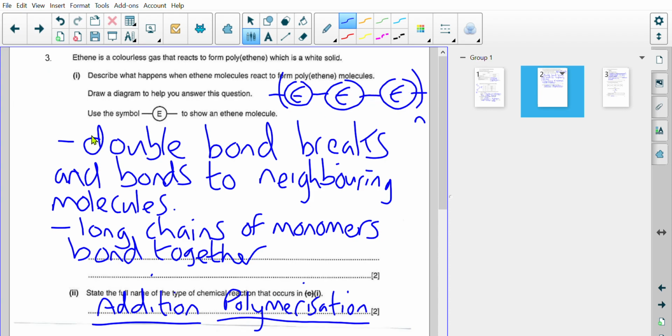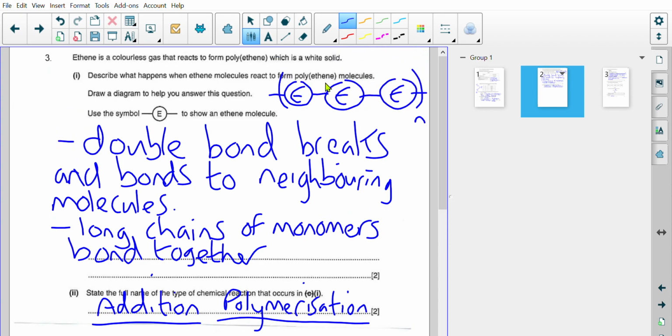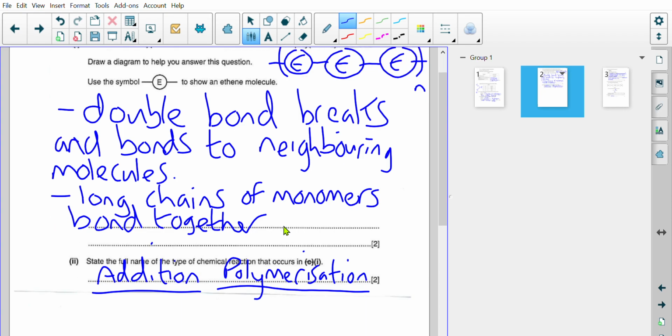So what actually happens in a real molecule? The double bond breaks. Okay, and rather than bonding to something else like an addition molecule, like the bromine, what it actually does is bonds to the next molecule. So they keep bonding to the neighboring molecule, making this longer and longer chain. So long chains of monomers that bond together is obviously called a polymer. Okay, state the full name of the type of chemical reaction that occurs. Well, it's obviously polymerization, and because that double bond is opening up, that's addition polymerization.